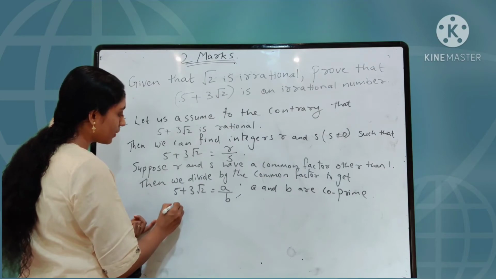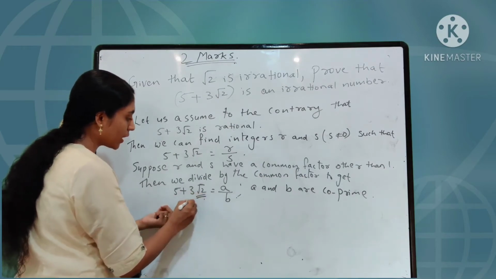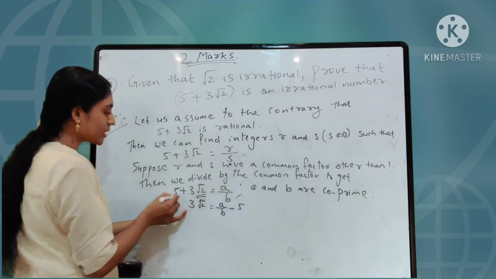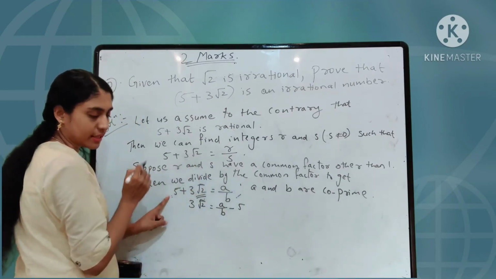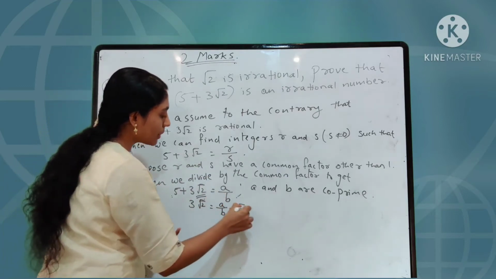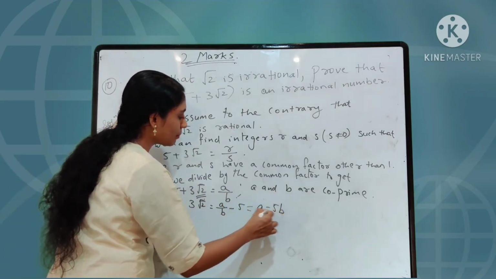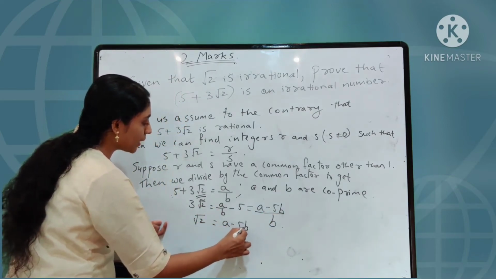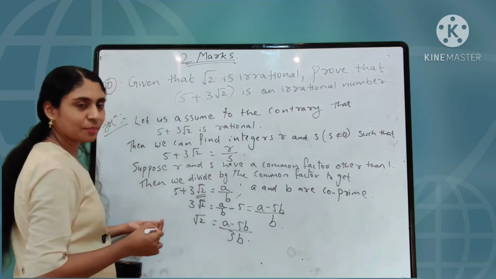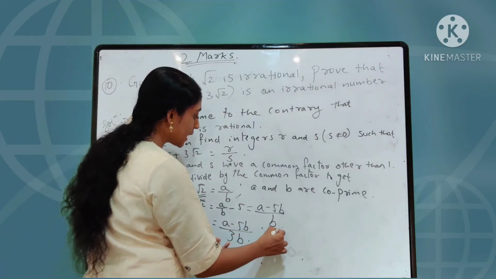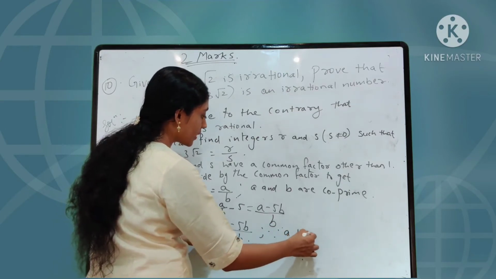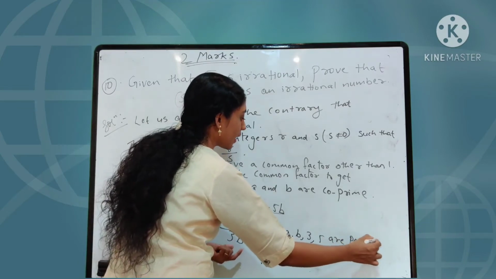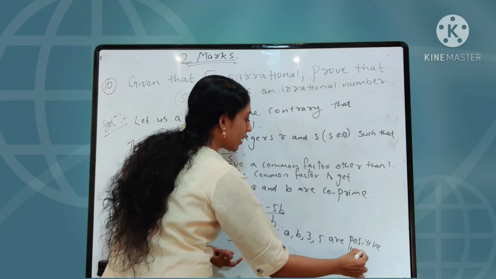Now, cross multiplying, we have to find the value of root 2, okay? So from here, 3 root 2 is equal to A by B minus 5, right? We moved 5 to that side. So 3 root 2 is equal to A by B minus 5, which can be written as A minus 5B by B. Is it so? From here, the root 2 value is equal to A minus 5B by 3B. Got it? Since A, B, 3 and 5 are positive integers, they are rational.